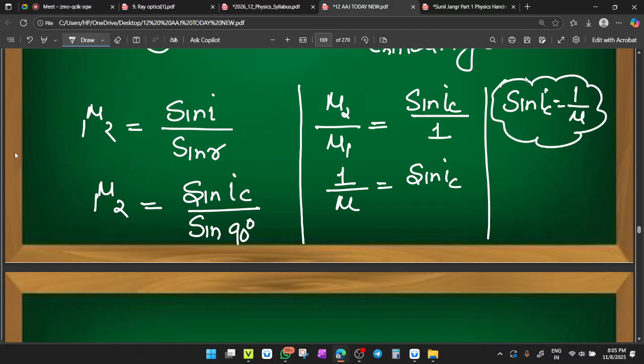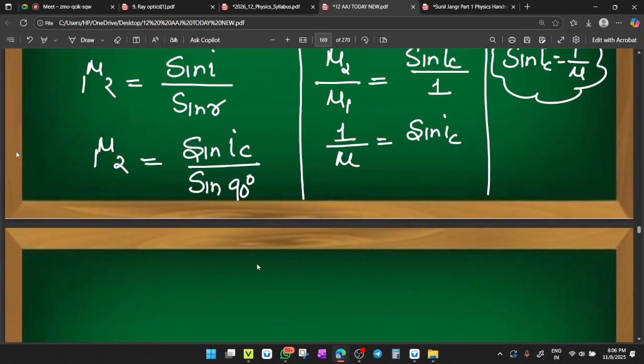So sine IC equals 1 upon mu. Clear? Write this one. Sine IC equals 1 upon mu. What is mu? Mu is the absolute refractive index of the denser medium. So mainly the definition is: the angle of incidence at which the angle of refraction becomes 90 degrees is called the critical angle. Clear?